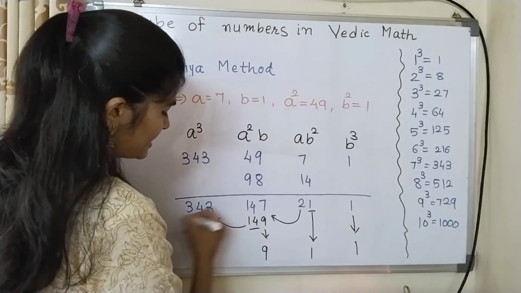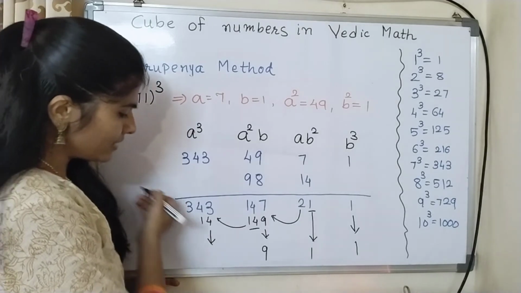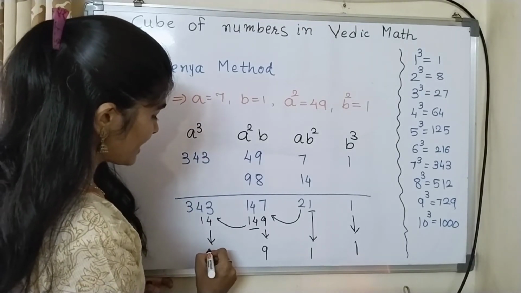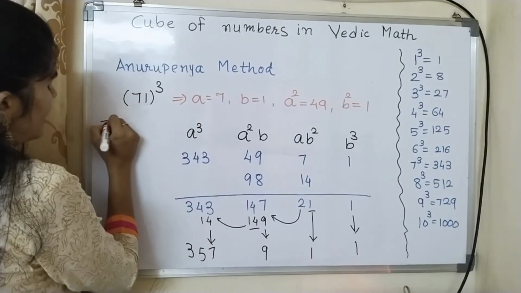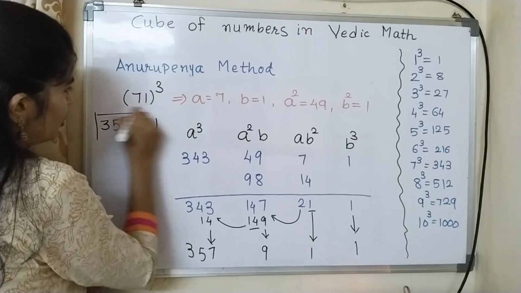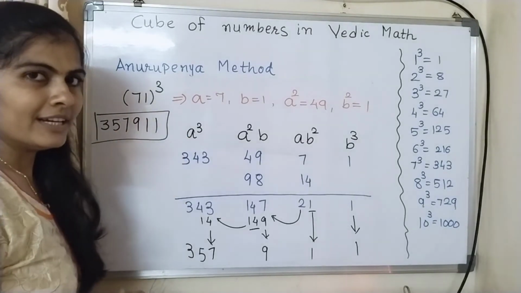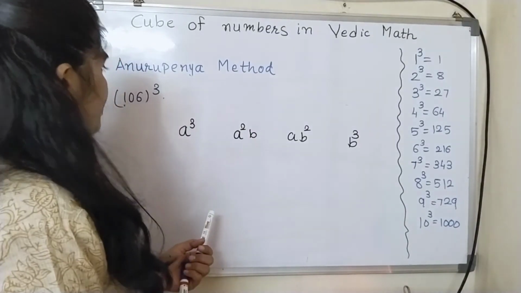So now we just need to write down this number. We need to bring everything down because we don't have anything to carry forward, right? So I can say 7 and this is 5, 3, 5, 7. So answer is 3, 5, 7, 9, 1, 1. This is cube of 71. It is very interesting, right? Now let's take how to find cube of 3-digit numbers.